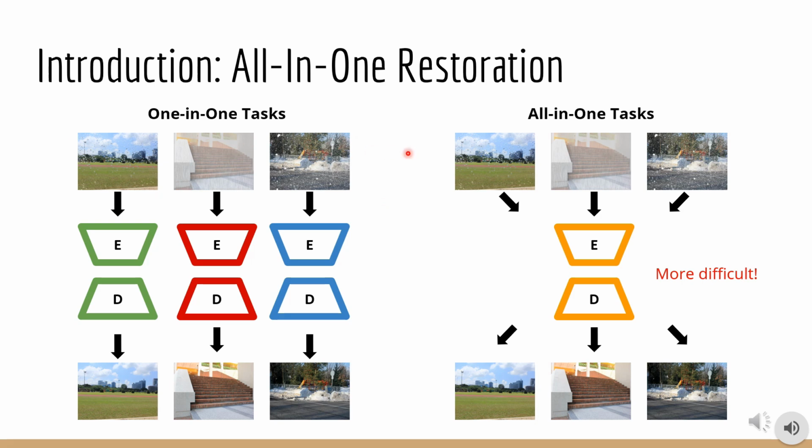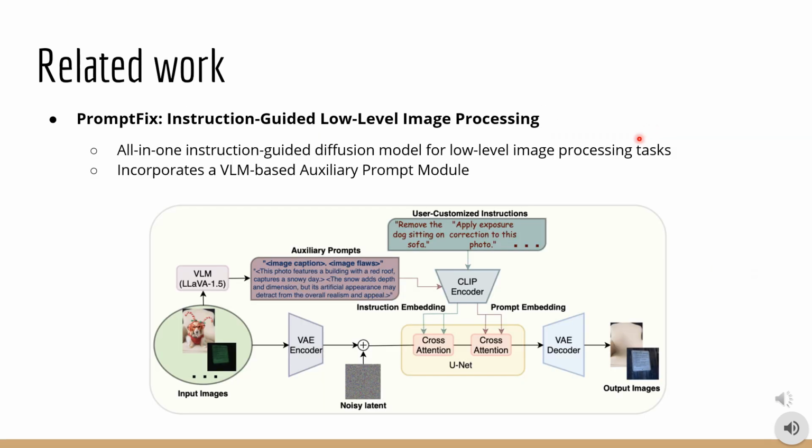Although single degradation restoration has achieved quality results, images in the real world often suffer from multiple and overlapping degradations. Thus, recent studies turn to all-in-one restoration, which uses a single model to simultaneously restore multiple types of degradation. For example, PromptFix, an all-in-one instruction-guided diffusion model designed for low-level image processing tasks.